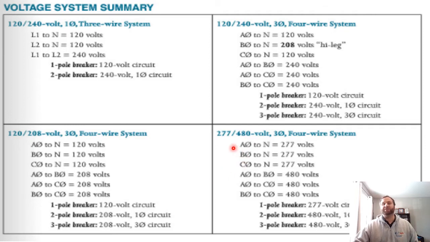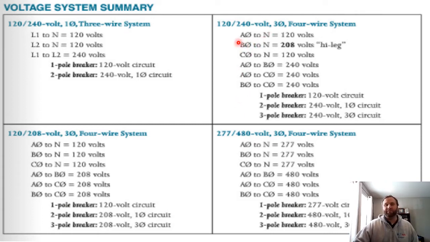As well as the 277/480 three-phase four-wire system. This line voltage would be 480. Its line-to-neutral voltage would be 277, and that also would be a Y system. And again, we'll get into the reasons behind that in a little bit.